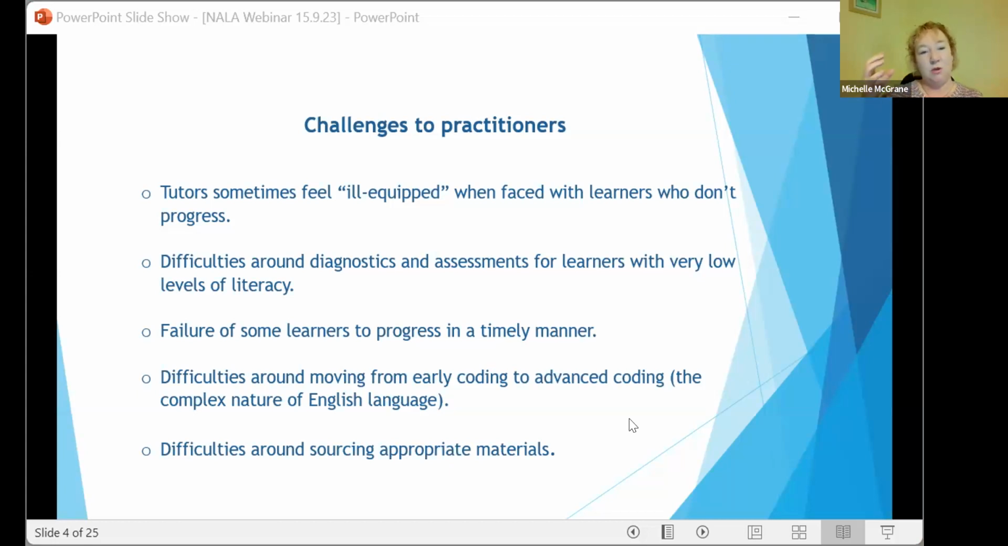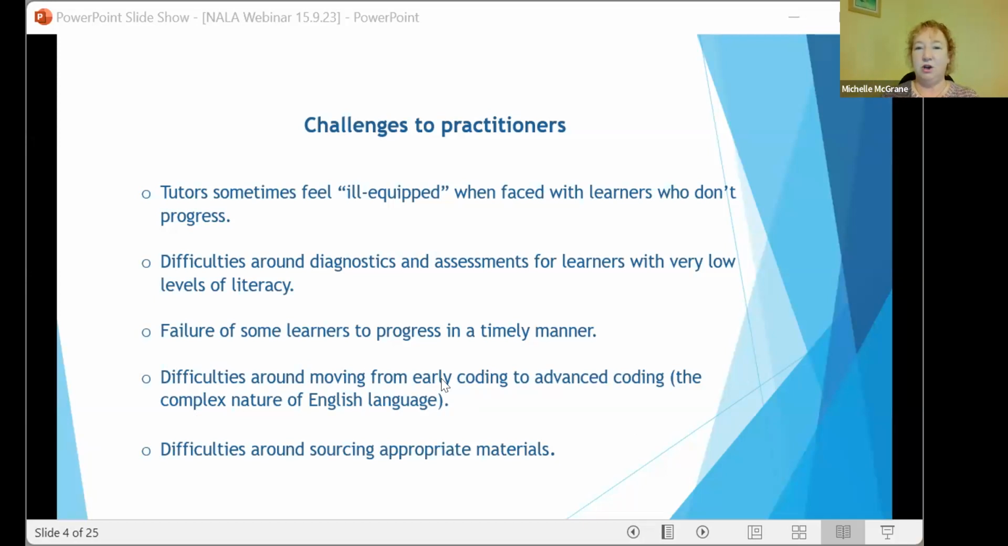And then when I talk about the advanced code, which is sometimes called the complex code or the later code, there's different terminology. We're talking about moving on to the more complex part of the English language, where we have, for example, I think about 10 or 11 different spellings for the A sound. And not only that, but the same spelling can be used for different sounds, and it gets quite complicated.